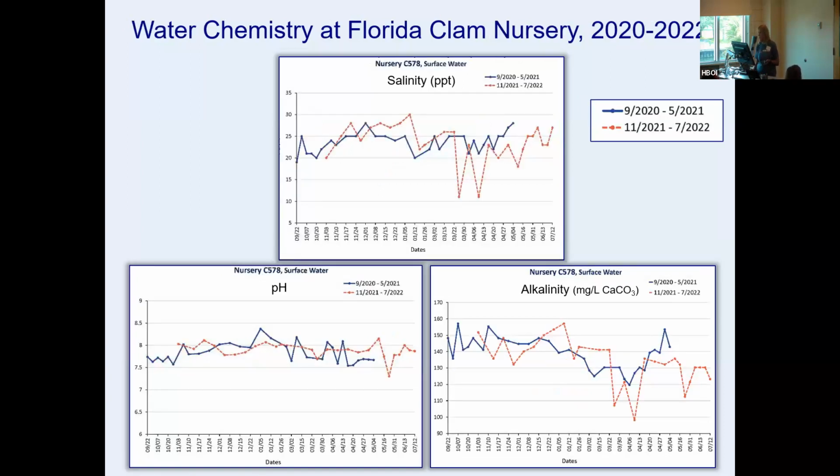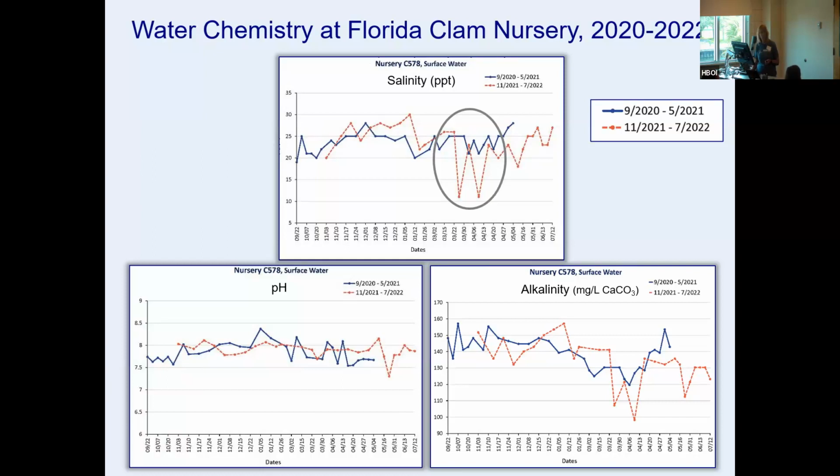Looking at the same parameters for a nursery, and obviously this nursery is using surface water. For salinity, we're seeing it bump up and down between 20 and 30 parts per thousand. But then in the spring of the second year, which is typical for where this nursery is located, we do see a drop in salinity, almost down to 10 over the months of March and April, very much due to riverine influence at that location.